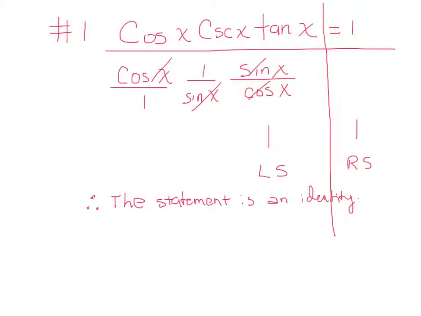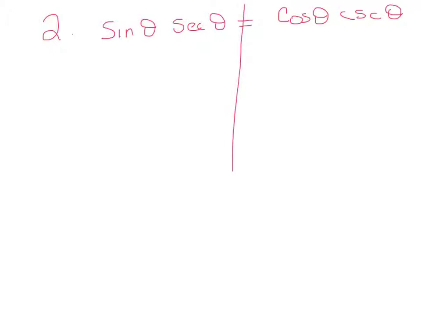Okay, problem number 2. The problem is sine theta times secant theta is supposed to be equal to cosine theta times cosecant theta. Okay. So we create a table.